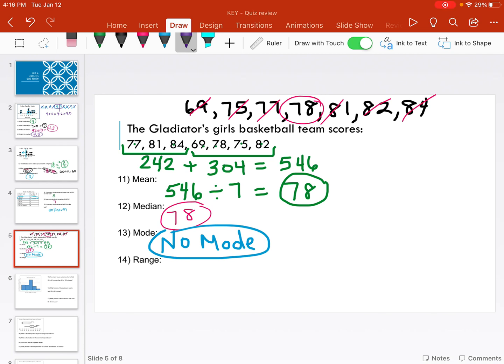Okay, finally, range. Remember your biggest minus your smallest. So we had 84 minus 69. Use your calculator. 84 minus 69, which gives me 15. That is our range, how spread out our data is.